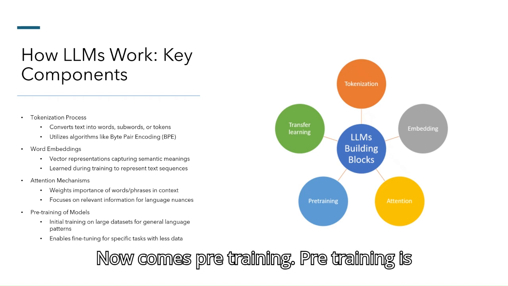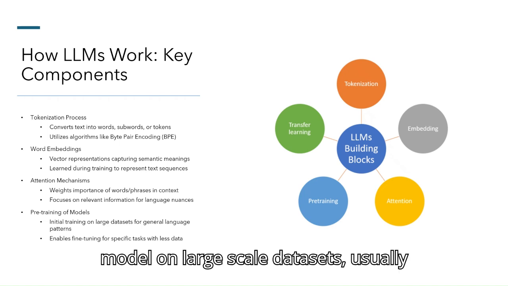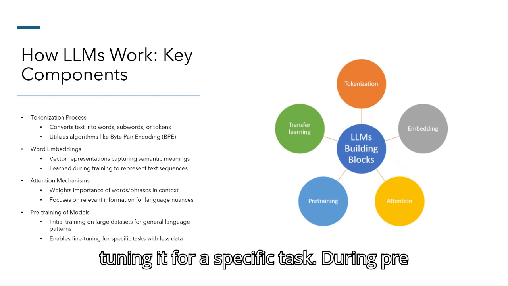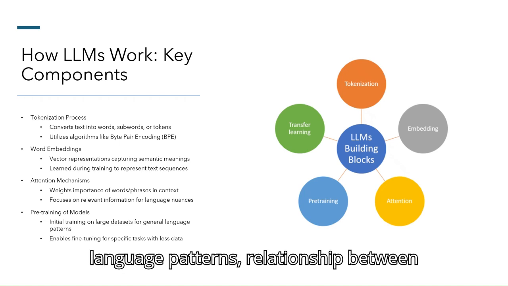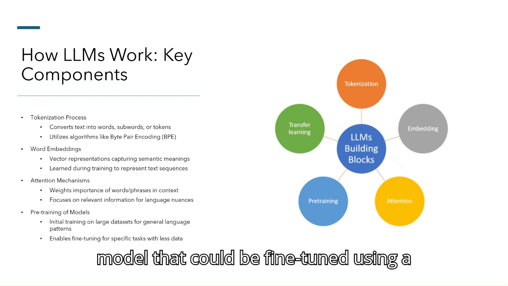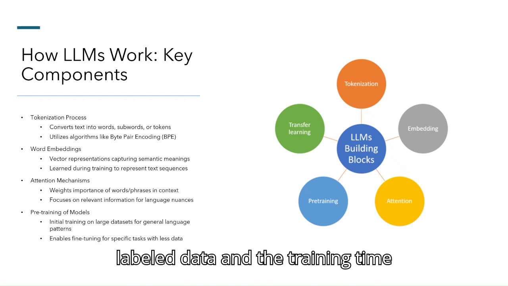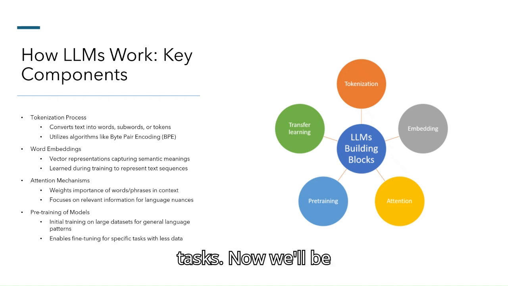Now comes pre-training. Pre-training is the process of training a large language model on large-scale data sets, usually unsupervised or supervised, before fine-tuning it for a specific task. During pre-training, the model learns general language patterns, relationships between words, and other foundational knowledge. This results in a pre-trained model that can be fine-tuned using a smaller, task-specific data set, significantly reducing the amount of labeled data and the training time required to achieve high performance on various natural language processing tasks.